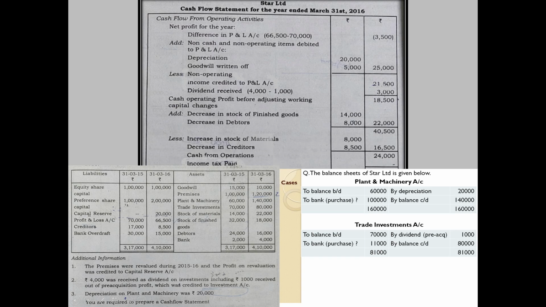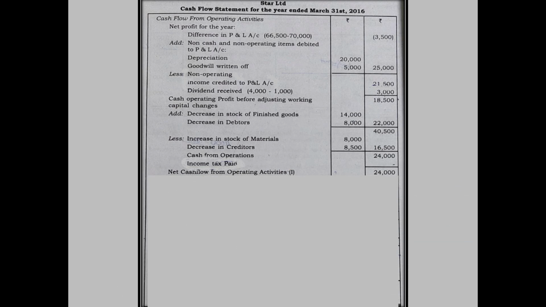After that you need to adjust the next set of items, that is, the increase in current assets and decrease in current liabilities. Here there is an increase in stock of material: in the beginning it was 14,000, by the end 22,000, so the difference is shown here. And on the liability side, creditors, there is a decrease in creditors, and the difference is shown here. So the cash from operations was 24,000. From that you need to deduct income tax. Since there is no income tax given in the question, let's leave it like that. So the net cash flow from operating activity is 24,000.